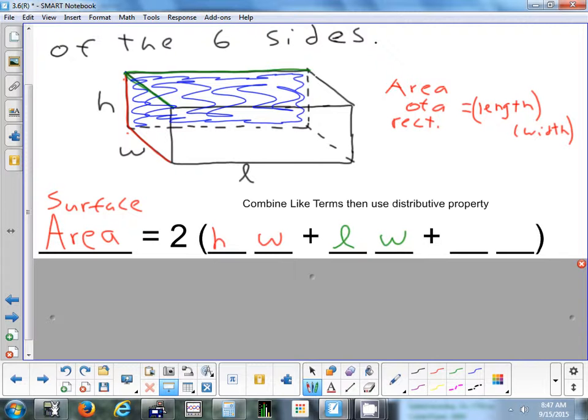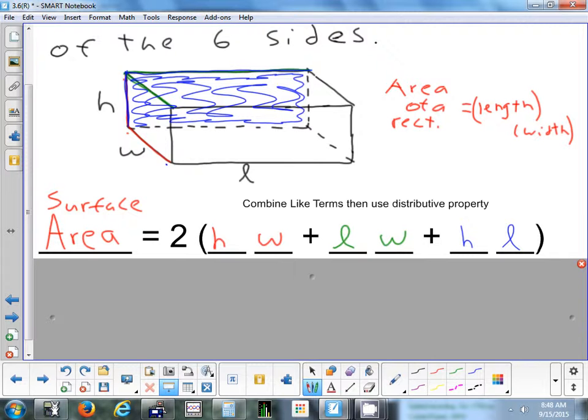Yep, Justin, you think you got one? How about this one right here? What's that? That's my height. How about this long one again? Well, width is front to back, but this piece is on the back. Height and length. Height and length.